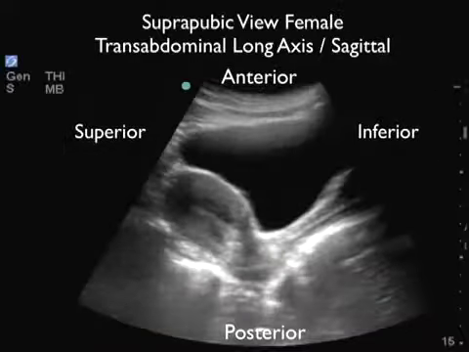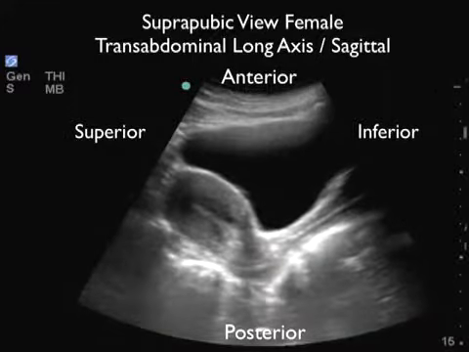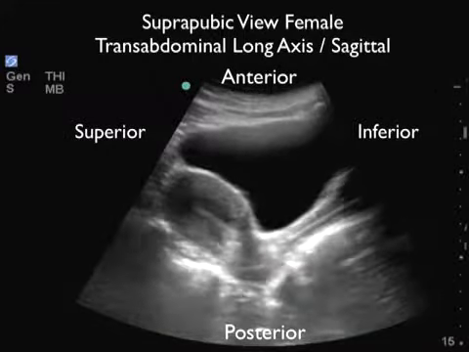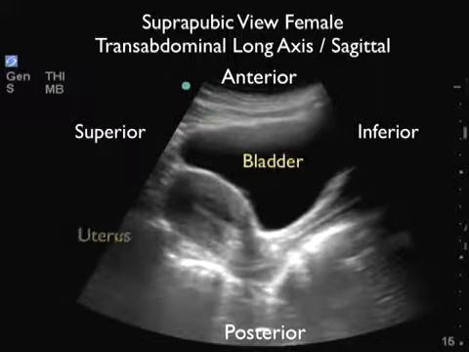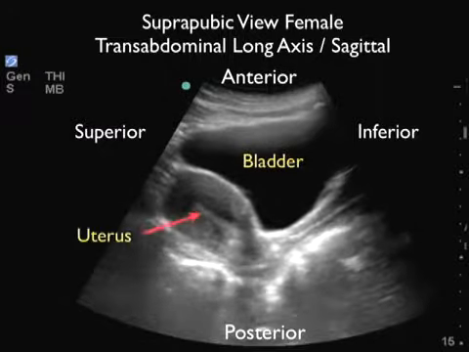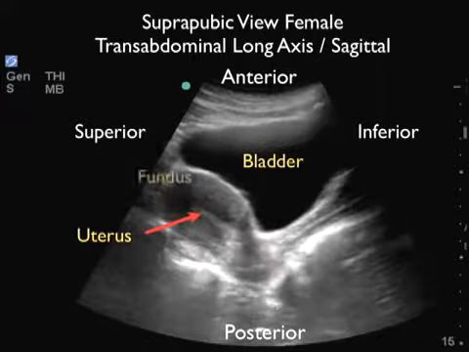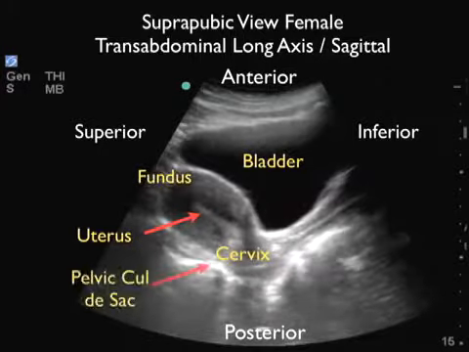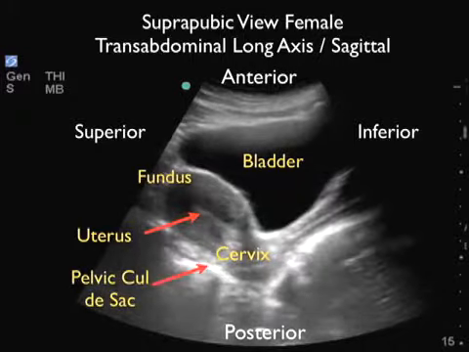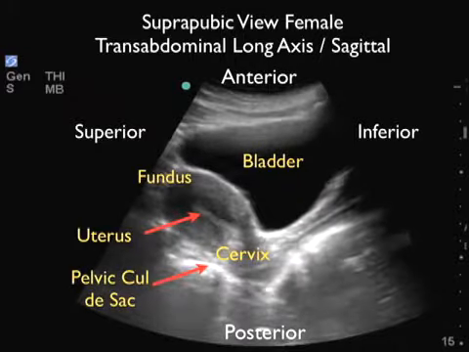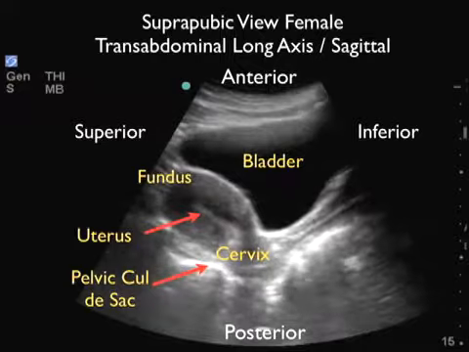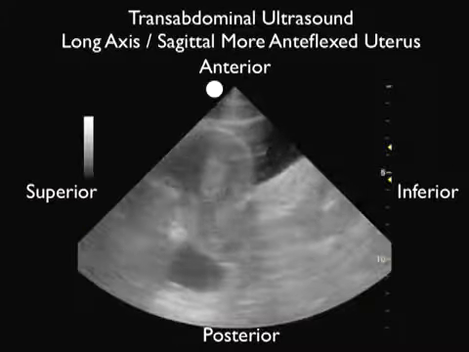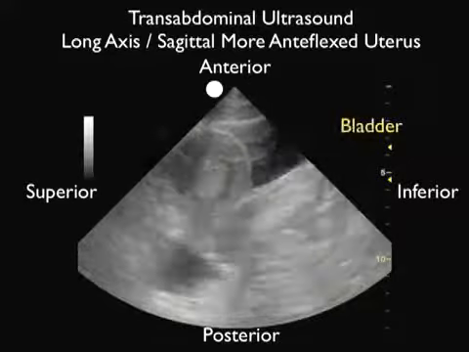Here's another image taken from the transabdominal long axis or sagittal view through the female pelvis. Again, superior is to the left, inferior to the right, anterior to the top, and posterior all the way to the bottom of the ultrasound screen. Again, we see a distended bladder facilitating our ultrasound view from the transabdominal approach, the fundal region of the uterus to the left, cervix to the right, and we can see the endometrial stripe, that white line going from fundus down to cervix.